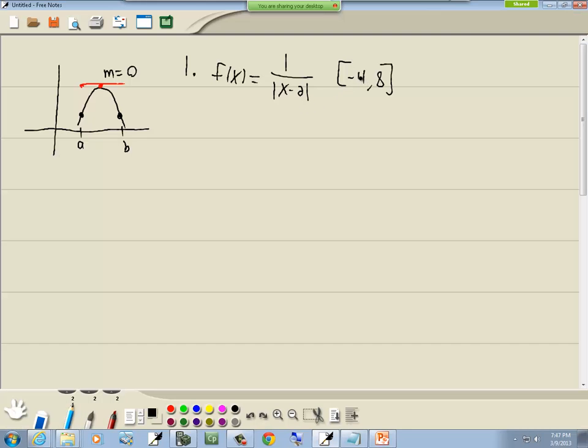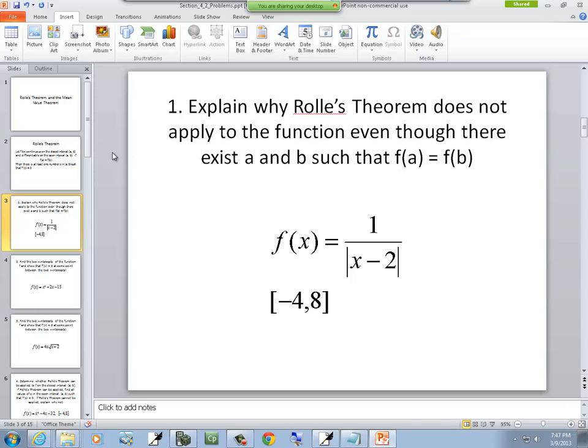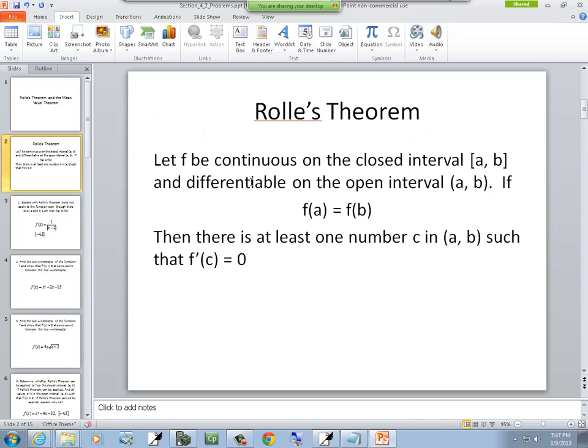Well, if I plug in, this would be our a, and this would be our b. If I plug -4 in, I get -4 minus 2 is -6. The absolute value of -6 is positive 6, so this would be 1/6. If I put 8 in there, 8 minus 2 is 6. The absolute value of 6 is 6, so this is 1/6. So when I plug in a and b, the y values are the same, which is what they're indicating. But let's take a closer look at this.